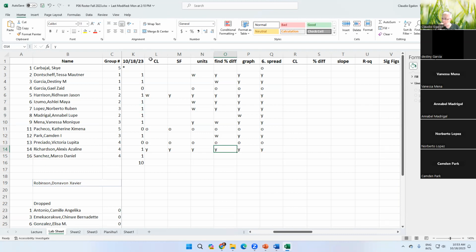You did the graphs, yeah. And what about the percentage difference? Did you get the percentage difference? Oh, not yet. You're working. Okay, what about the units? Did you do the units? Okay, I'm going to assume that you didn't do the units, you didn't do the rest, okay? And you're still working on the percentage difference.